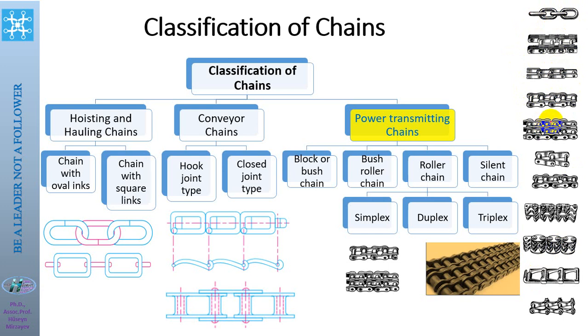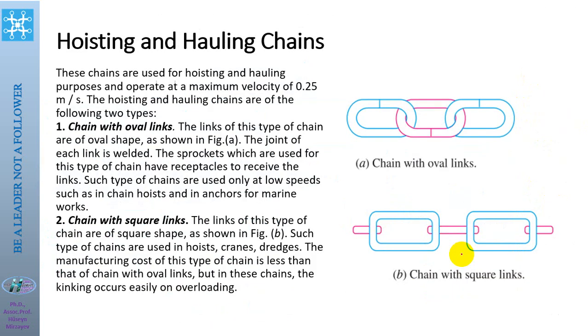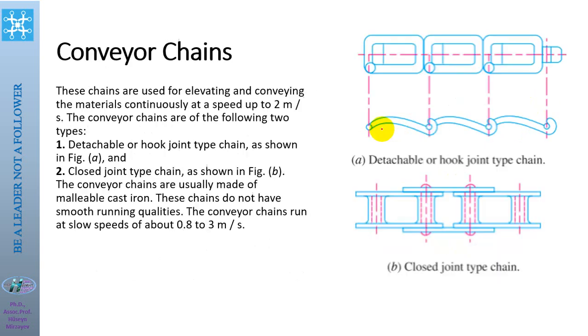Depending on the number of the rollers, there are simplex chains, duplex chains, and triplex chains. For example, this is duplex chains, and this one is silent chains. This is triplex chains. Hoisting and hauling chains are used for the working of the cranes and hoisting machines. Construction of the chains may be in these forms.